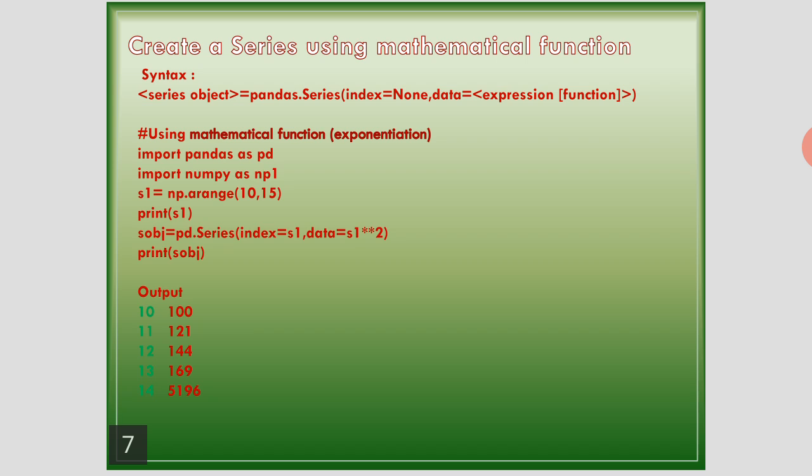Next is how to create a series using a mathematical function. Instead of the mathematical expression, we can use a mathematical function also. All the other statements remain the same. We can see the second last statement: sobj is pd.Series, index is s1, data is s1 power 2, means we are using exponentiation here, which is a mathematical function. So on printing sobj, whatever is the value of s1, the square of that is being displayed.